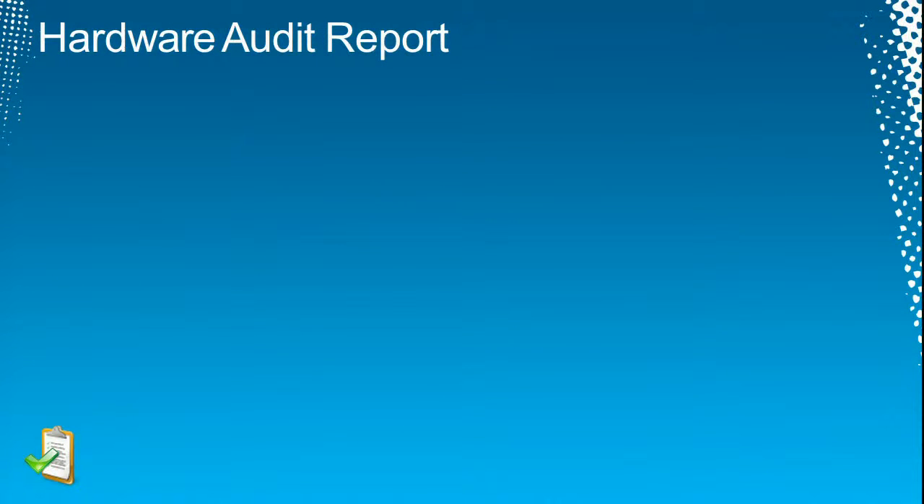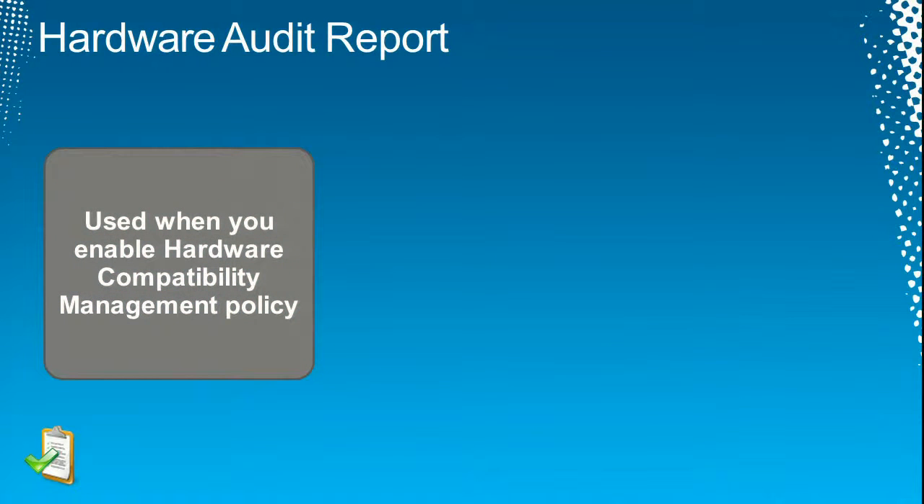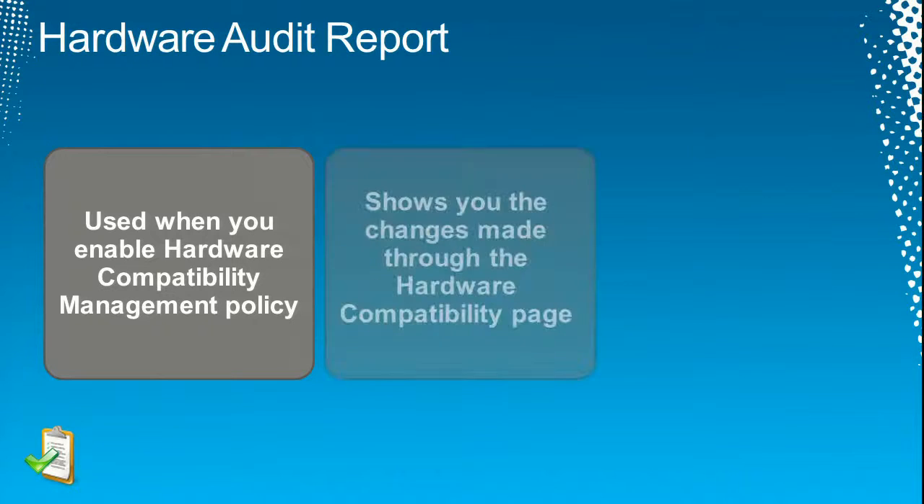Hardware reporting. So the hardware audit that Stein mentioned a little bit earlier, this is basically used when you look at the hardware compatibility management policy. You flip that switch, you're going to want to use this report to see what's been changing behind the scenes.